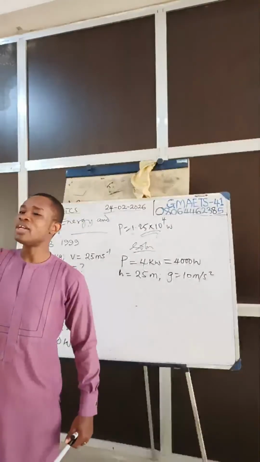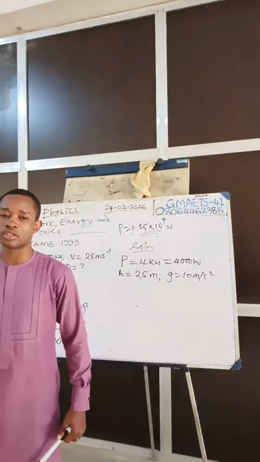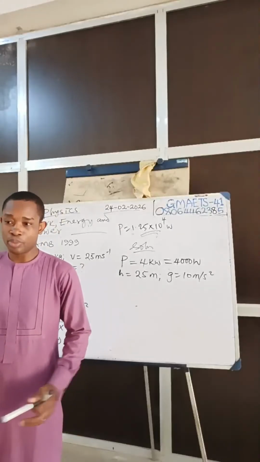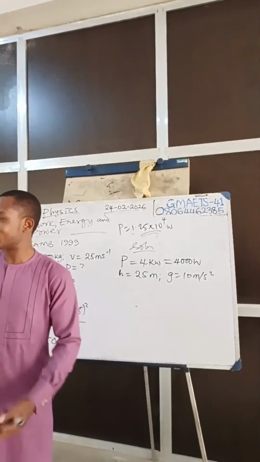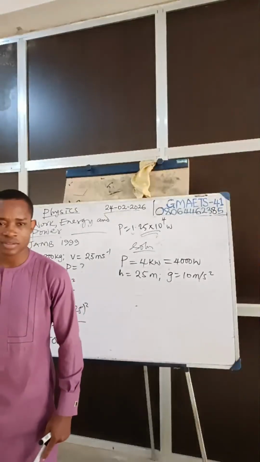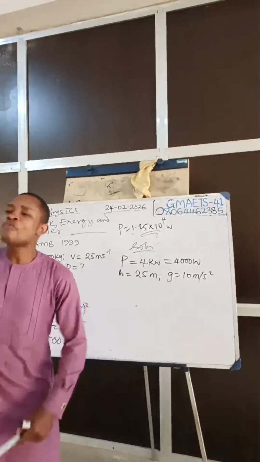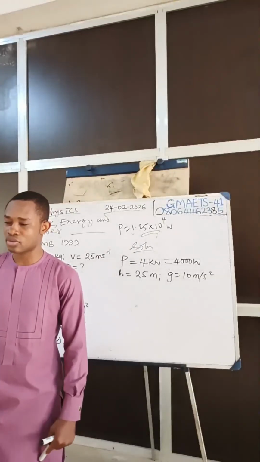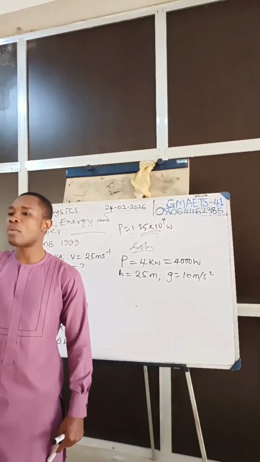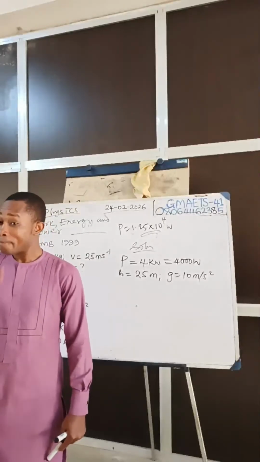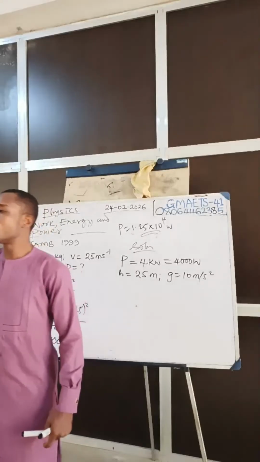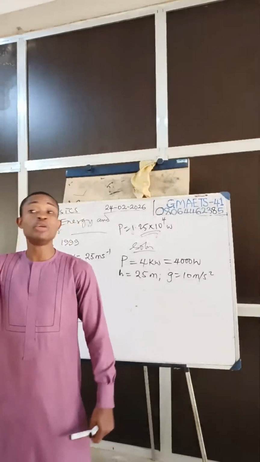Now you have to calculate the quantity of water per second. Mathematically, how will you write it? Mass over time. Now listen, in science, mass over time is called mass flow rate. Volume over time is called volume flow rate.